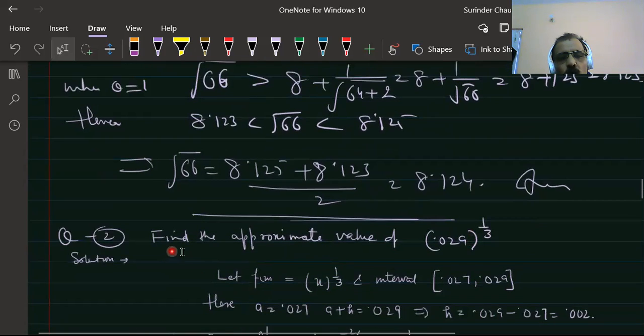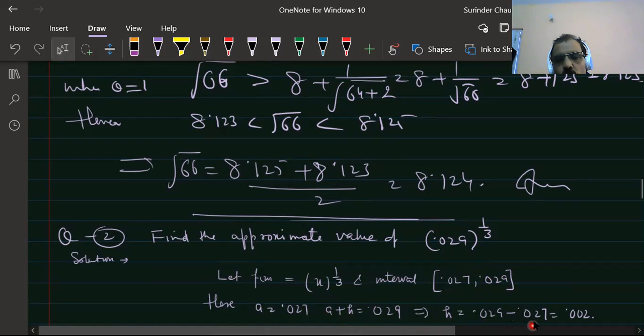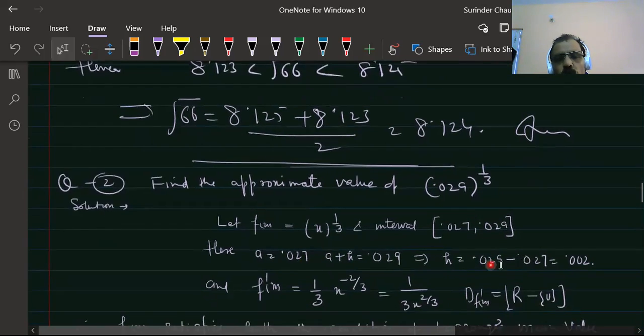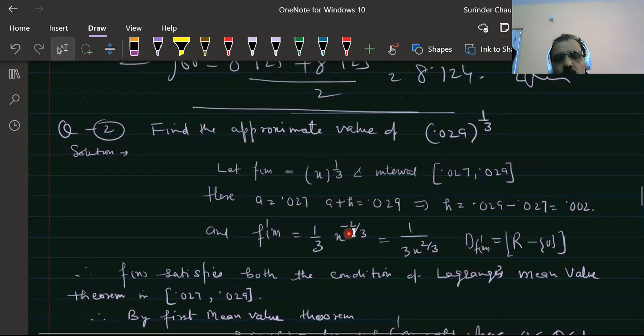Now again, find the approximate value of 0.02930. Again, we set the function fx equal to the third root of x. In the interval, we can find the third root of 0.027, which is equal to 0.3, so h is equal to 0.002. So f dash x is equal to one third x to the power minus 2/3, which is 1 upon 3 x to the power 2/3.